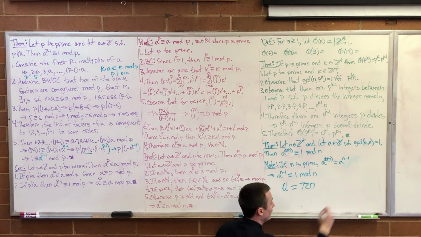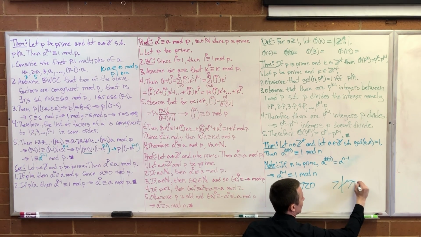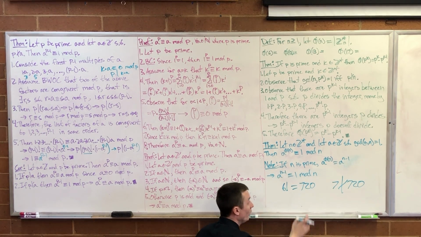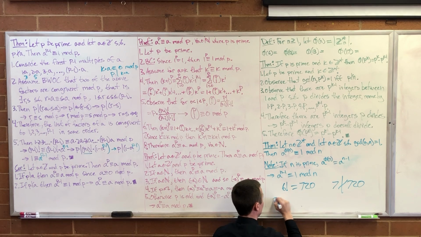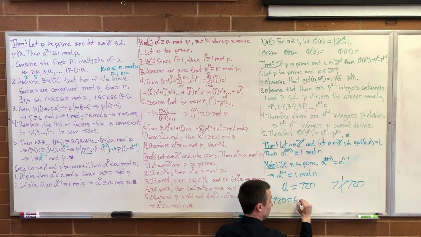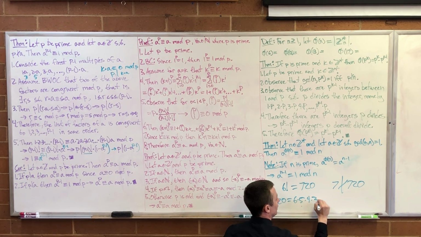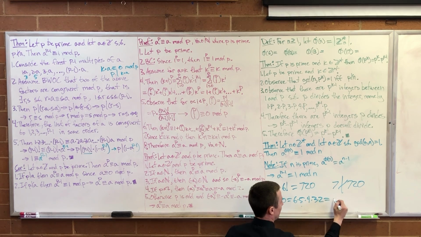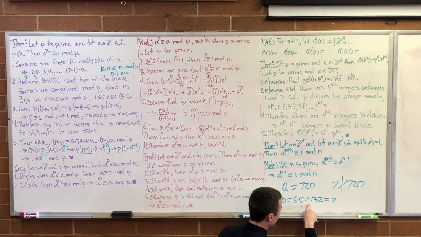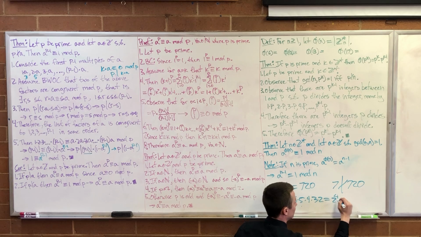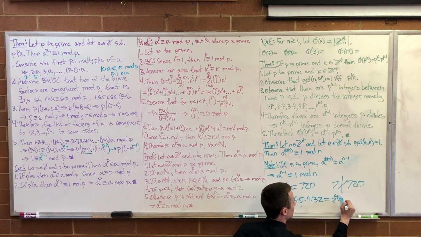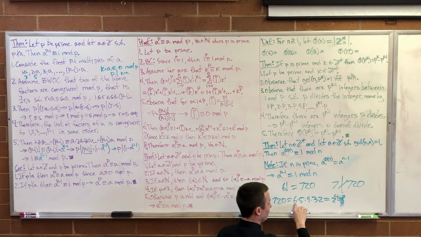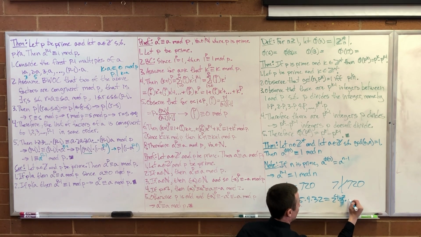Now how do I know right out the door that 7 does not divide 720? What is the prime factorization of this thing? How many 2's does it have? 720 is equal to 6 times 5 times 4 times 3 times 2, which is equal to, okay, how many 2's do we have? We have 1, 2, 3, 4 2's, times how many 3's do we have? 2 3's, 1 here, 1 here, and then how many 5's do we have? 1.